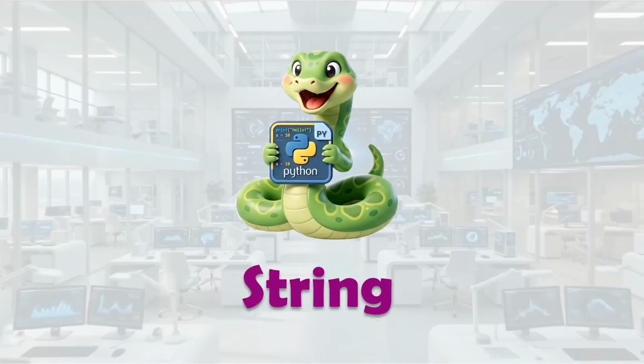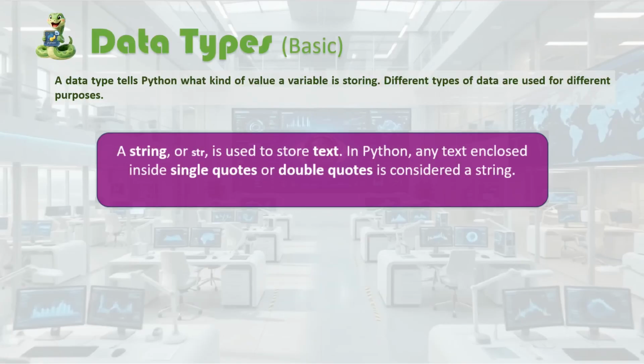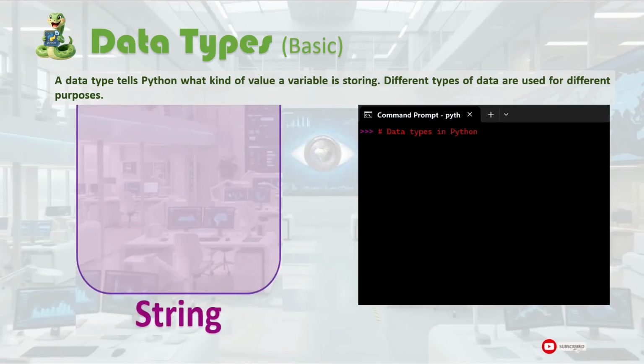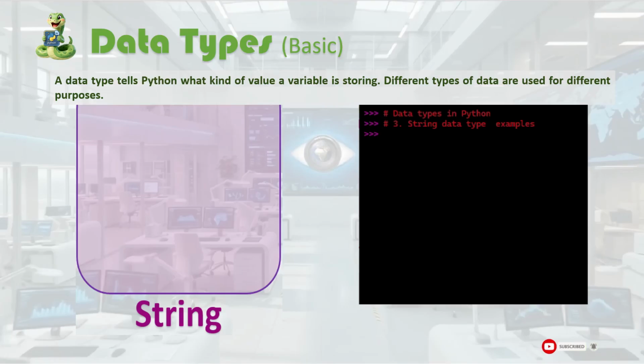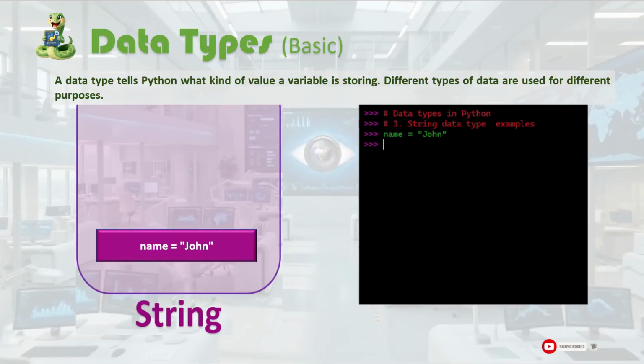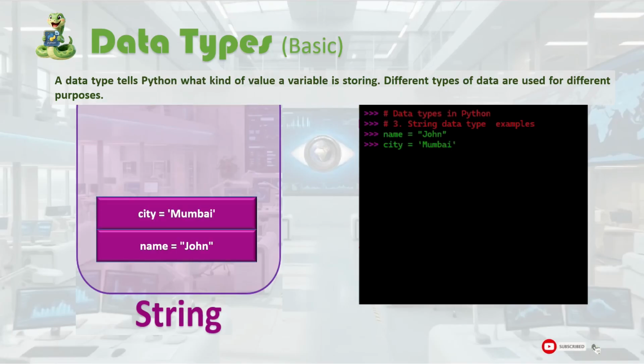Now let's learn about another important data type, string. A string, or str, is used to store text. In Python, any text enclosed inside single quotes or double quotes is considered a string. For example, if you want to store a person's name, you can write name equals John enclosed in double quotes. Here, John is a string because it's enclosed in double quotes. You can also use single quotes like city equals Mumbai, enclosed in single quotes. Python treats both single and double quotes exactly the same.